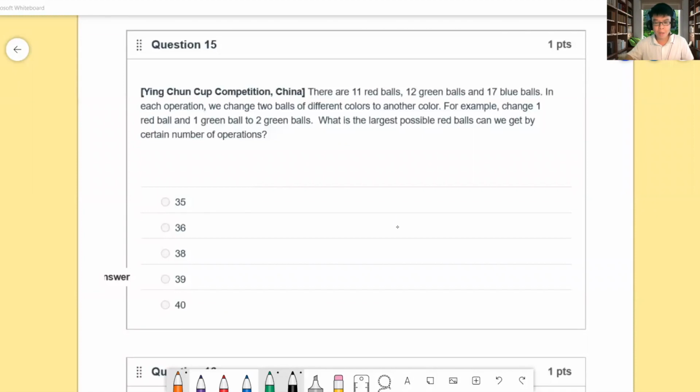Question 15. There are 11 red balls, 12 green balls, and 17 blue balls. In each operation, we change 2 balls of different colors into the third color. For example, we can change 1 red ball and 1 green ball into 2 blue balls. What's the largest possible number of red balls we can get by a certain number of operations?